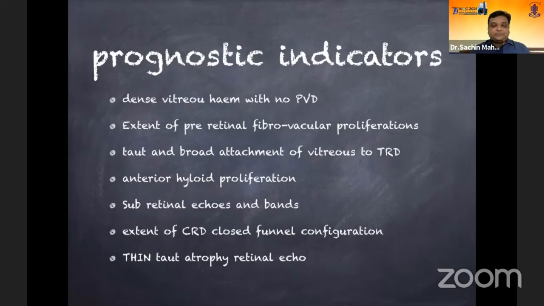If there's extensive pre-retinal fibrovascular proliferation, that is, very broad attachments on a B scan with vitreous hemorrhage causing a large area of TRD or a combined retinal detachment, it would definitely be a bad prognostic sign. A taut or broad attachment, as I said, or anterior hyaloid proliferation, if you note it on a B scan, especially just behind the lens or in the anterior hyaloid, would definitely be a bad prognostic sign. Underlying, there could be a complete CRD or extensive membrane formation. Subretinal echoes and bands are again an indication of a long-standing TRD or a CRD and carry a bad prognostic sign. Extension of CRD and a closed funnel configuration on a B scan would again be a bad prognostic sign. A thin atrophic retinal echo, a thin membrane-like echo, would also give us a prognostic indicator of whether the surgery would help the patient or not.